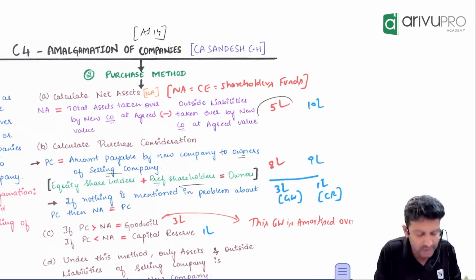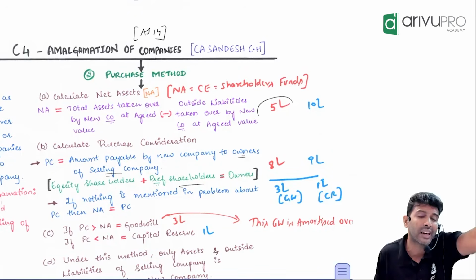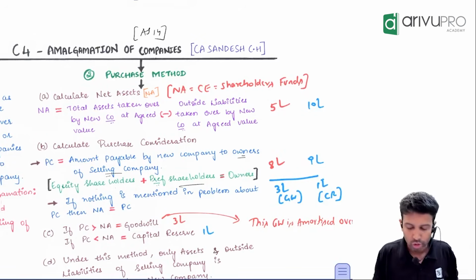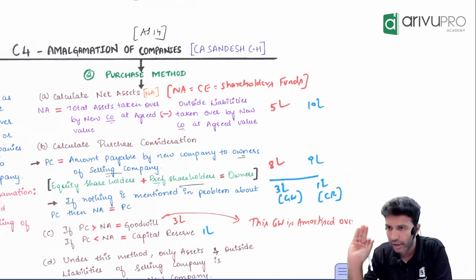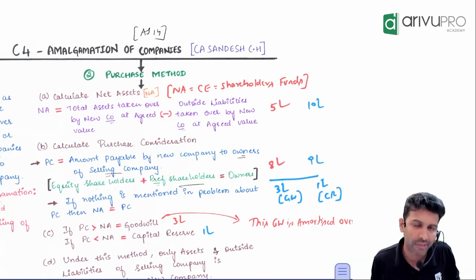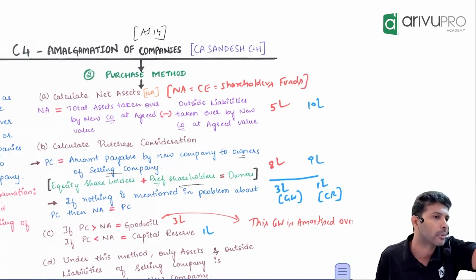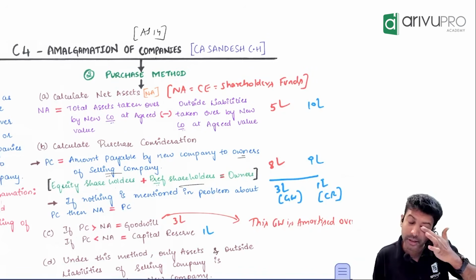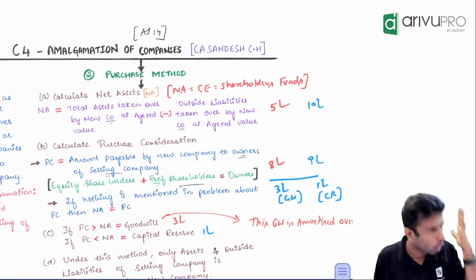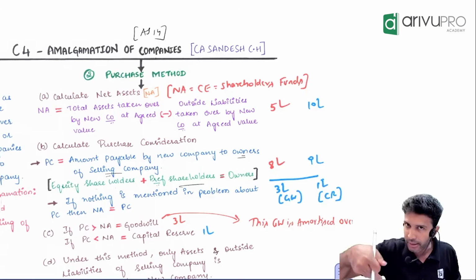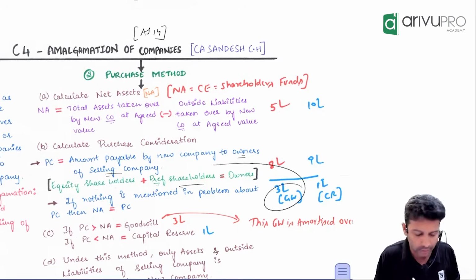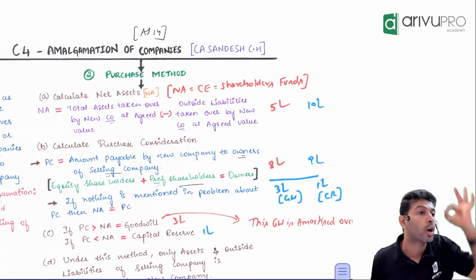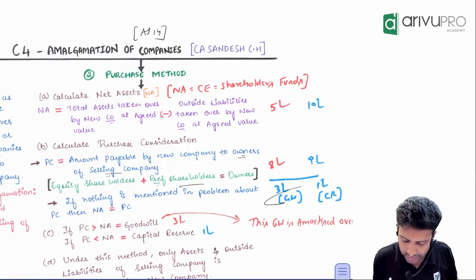What is the worth of this company, the net asset worth of that company? 5 lakh. But how much did the purchasing company pay? 8 lakh. So from the purchasing company's perspective, is it a profit scenario or a loss scenario? Loss. So what AS14 says is, if it's a loss from the purchasing company's perspective, that loss, 3 lakh here, you call it goodwill. You account for it in your books in the name of goodwill.